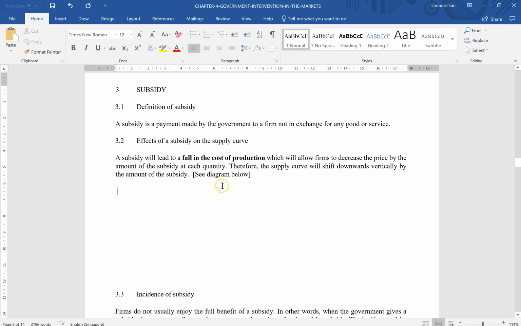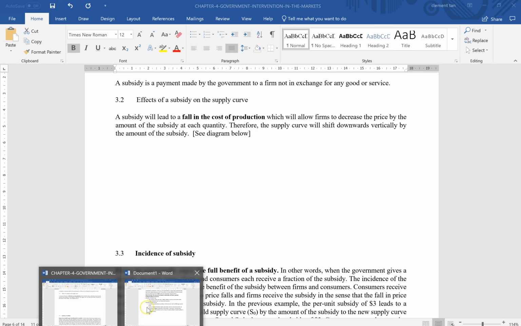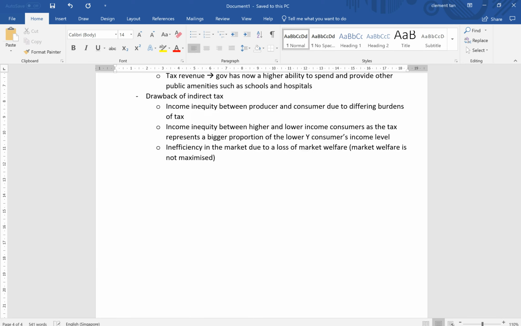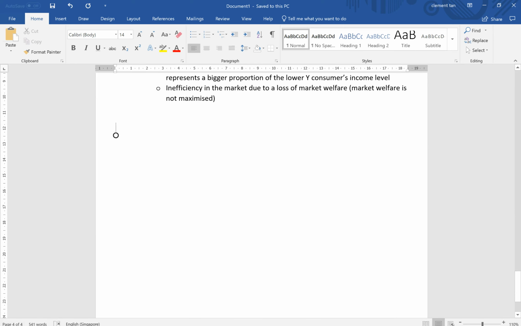What we are concerned with now is who will bear the incidence, not bear, enjoy. Who will enjoy the benefit of a subsidy. Firms do not usually enjoy the full benefits. Same thing again, so let me just copy this out. Let's go to subsidy, incidence of subsidy.